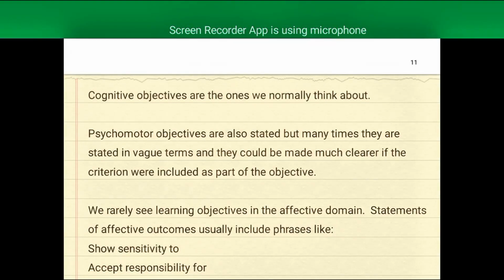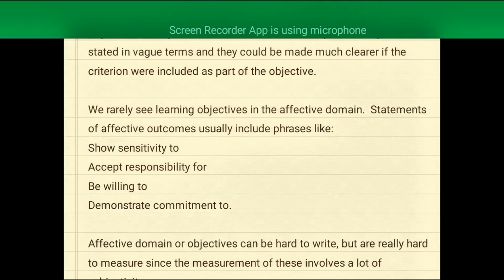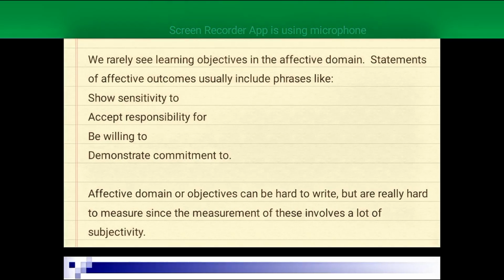Cognitive objectives are the ones we normally think about. Psychomotor objectives are also stated, but many times they are stated in vague terms, and they could be made much clearer if the criterion were included as a part of the objective. We rarely see learning objectives in the affective domain. Statements of affective outcomes usually include phrases like show sensitivity, accept responsibility, or be willing to demonstrate commitment to. Affective objectives can be hard to write, but are really hard to measure, since the measurement involves a lot of subjectivity.